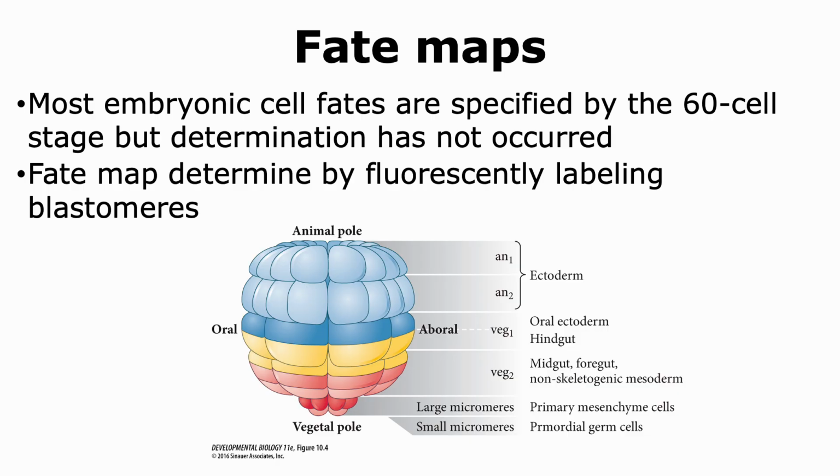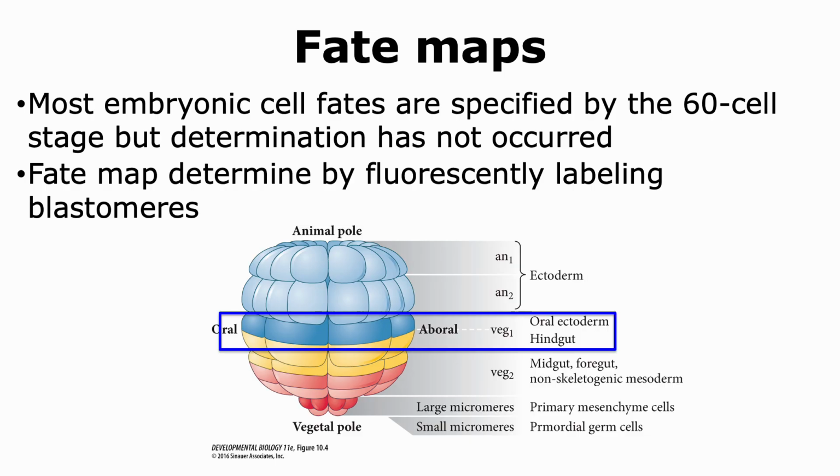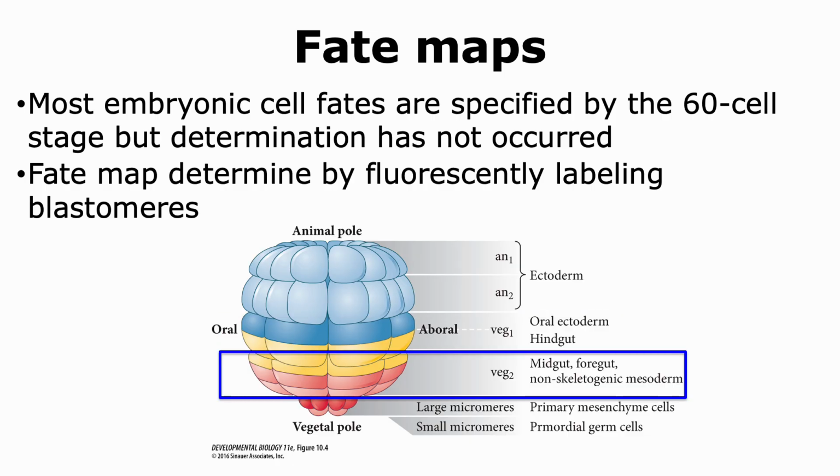Now, to look at the fate map for sea urchins, based on the experiments, what scientists have found is that the AN1 and the AN2 derived cells form the ectoderm. When we look at the VEG1 derived cells, those cells can either form the ectoderm or the endodermal parts, which is in this case the hind gut. When we look at the VEG2 derived cells, the cells can form the midgut or foregut, which are part of the endoderm.